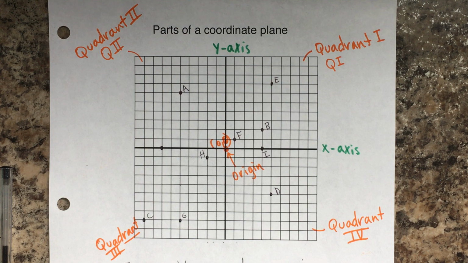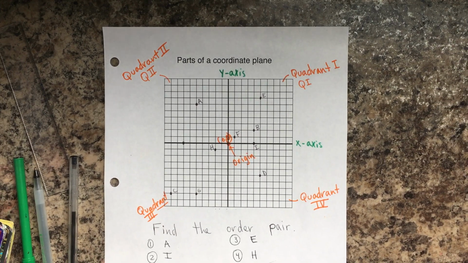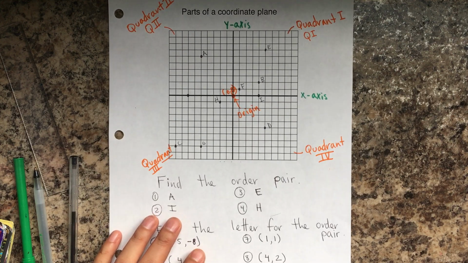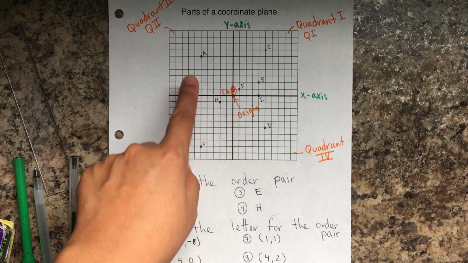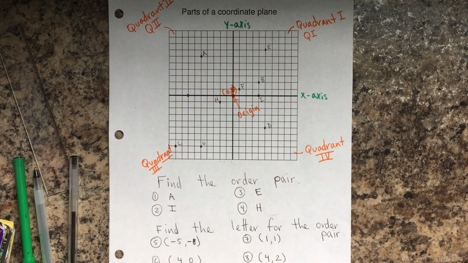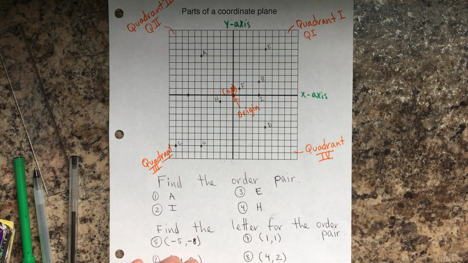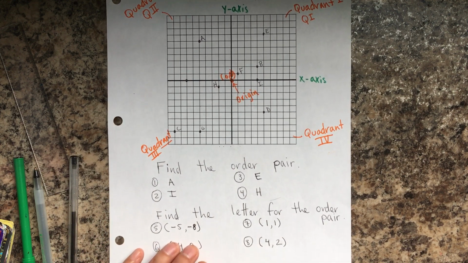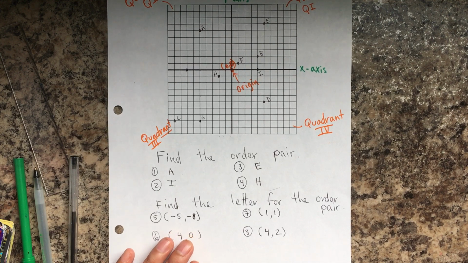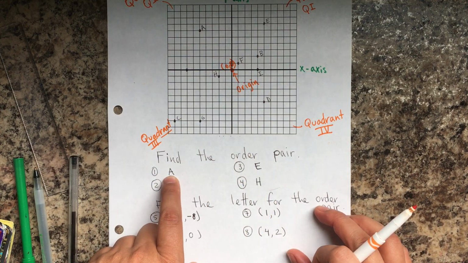So we're going to be identifying or finding some of these dots that we have, and we're gonna say in which quadrant they are. So let's see, I'm gonna cover that a little bit. If you need to copy this, make sure that you pause the video so that you can go ahead and copy or take notes. So it says find the ordered pair for point A.